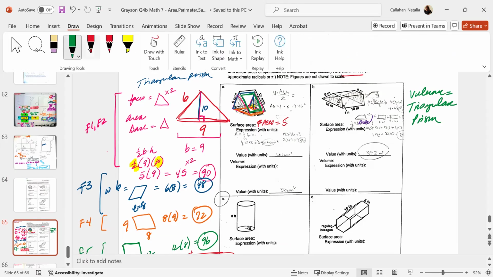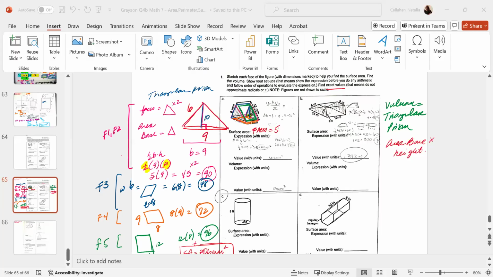Volume of a triangular prism, what is the formula? It's like area base times height. Area of base times height. Where's your flashcards for this? The what? Okay, we'll go get it. Okay, so area of the base times height, correct?